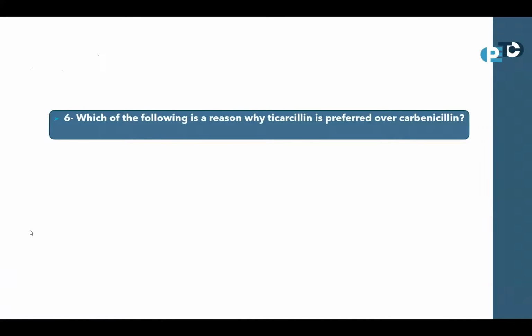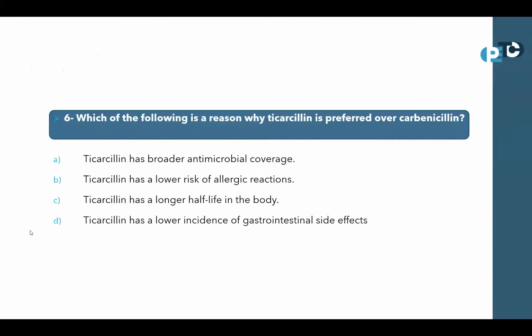Let us see the next question. Which of the following is a reason why ticarcillin is preferred over carbapenem? Let us see the choices. Ticarcillin has a broader antimicrobial coverage, or has a lower risk of allergic reactions, or has a longer half-life in the body, or has a lower incidence of gastrointestinal side effects.